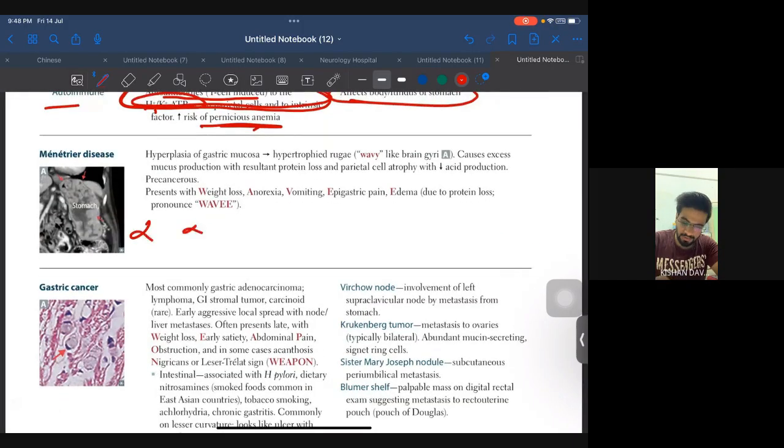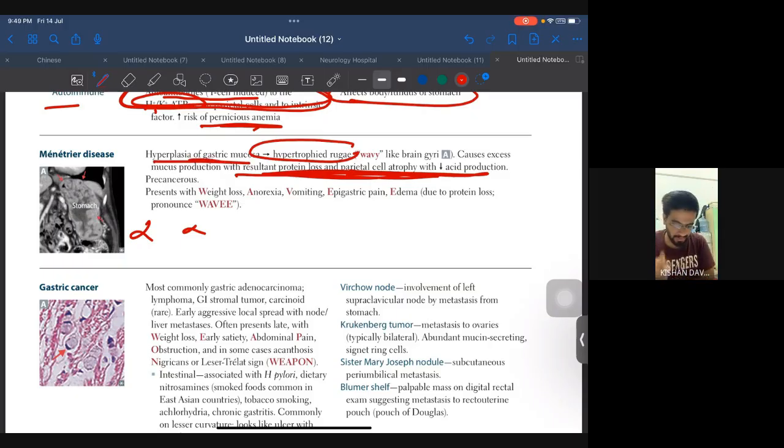Menetrier disease, no question has ever been asked, but you can just remember this by the protein loss in the urine. Okay, and parietal cell atrophy. That's it. So ऐसे याद कर लो. बाकी they have never asked. And one thing is hypertrophic rugae, hyperplasia of gastric mucosa. Okay, so just make sure you know.